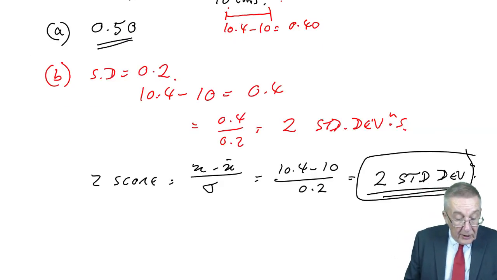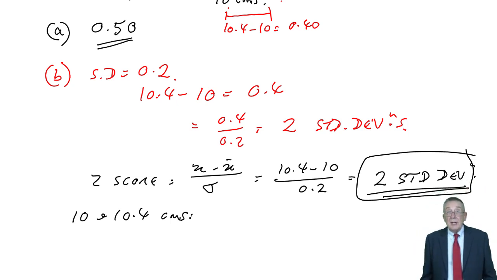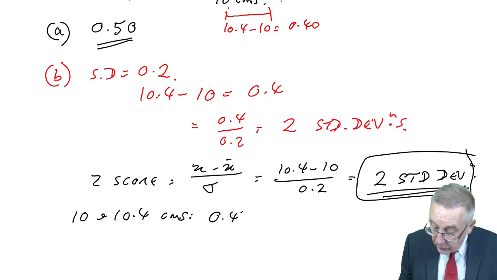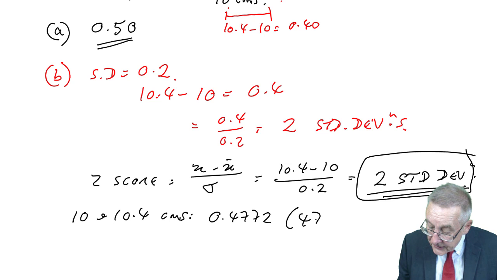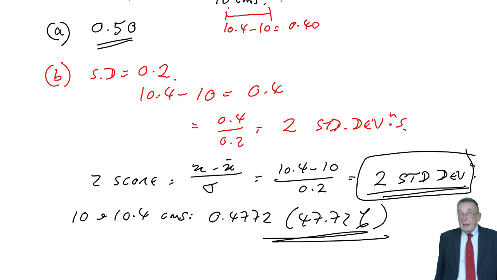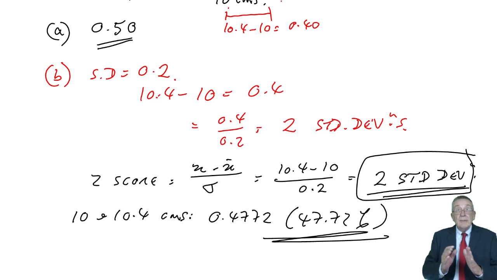And what it means is that the proportion between 10 and 10.4 centimetres, that area under the curve, is 0.4772 of the total, or 47.72%. Now think about that. Wind back if you need before we do part C. But these tables will give you the proportion for any number of standard deviations away from the mean.